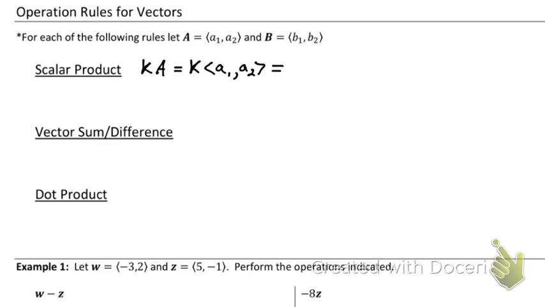Which is equal to putting it on the inside. K times A sub 1, comma, K times A sub 2. So a number multiplied on the outside, making your vector longer, shorter, or reversing directions. The way you're going to get those numbers to be exact is you're just going to distribute that K into both of your components of your vector. And we'll do an example down below in just a second.